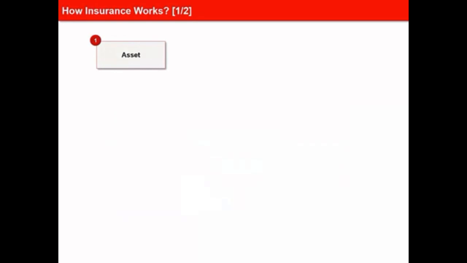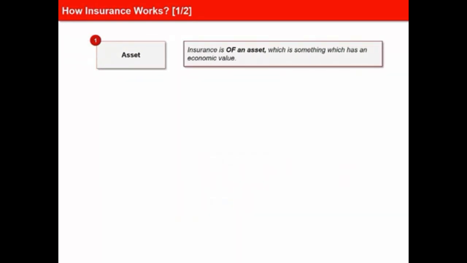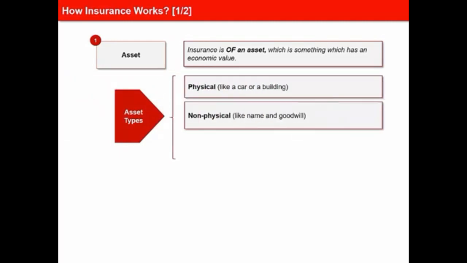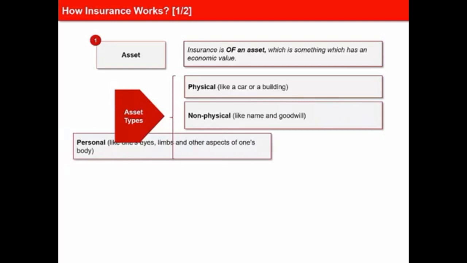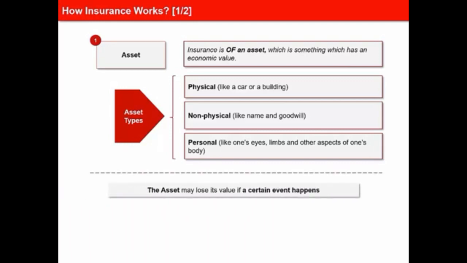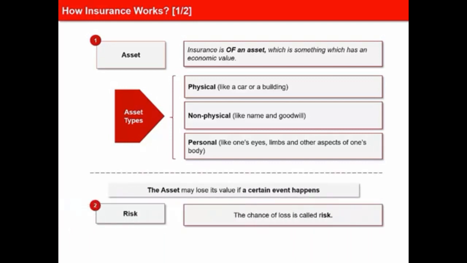Let's begin with asset. Asset is anything which has an economic value. It may be physical, such as a car or a building, or non-physical, such as name and goodwill, or personal, such as one's eyes, limbs, and other aspects of one's body. The asset may lose its value if a certain event happens. This chance of loss is called risk, and the cause of the risk event is known as peril.